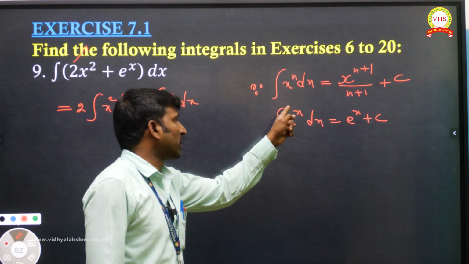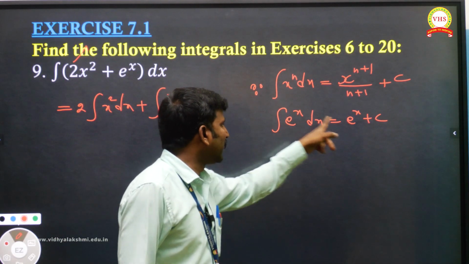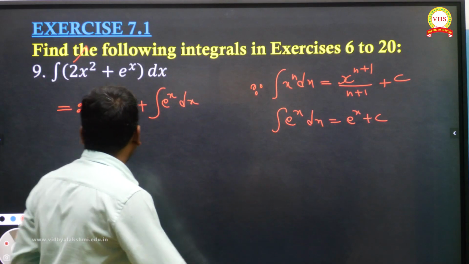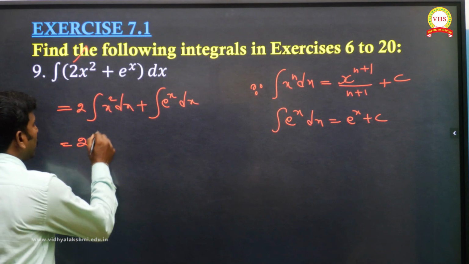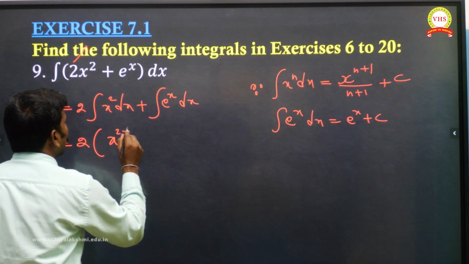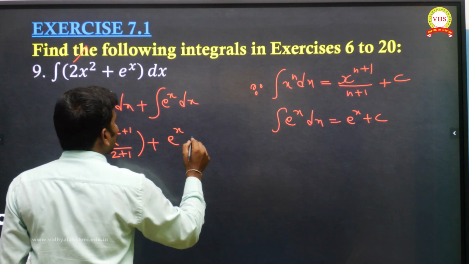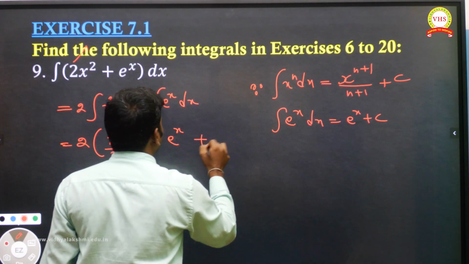Suppose a coefficient of x something is there, like more than 1, 2, 3, you can use a. The a you have to divide here. Don't forget. Okay, right. Now what is this? 2 into x power 2 integral what? 2 plus 1 divided by 2 plus 1, plus e power x as e power x, plus c overall.